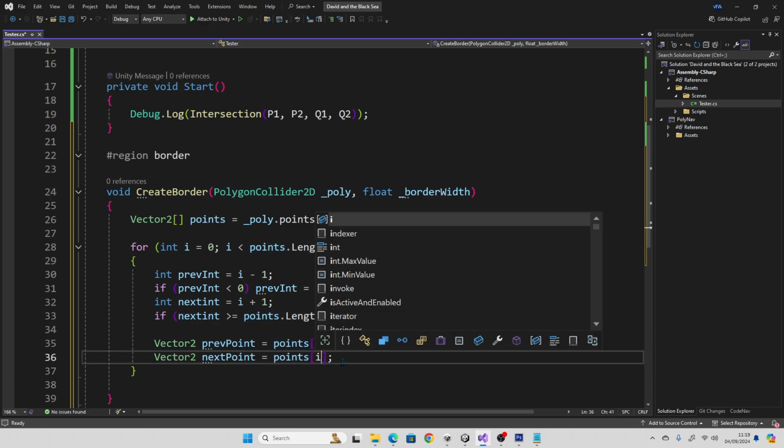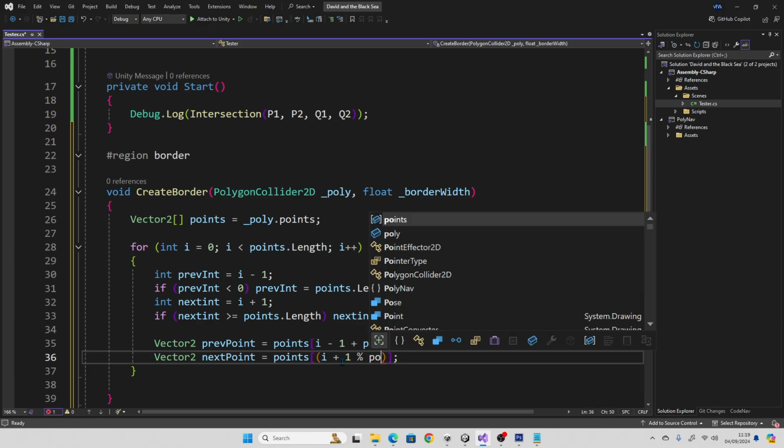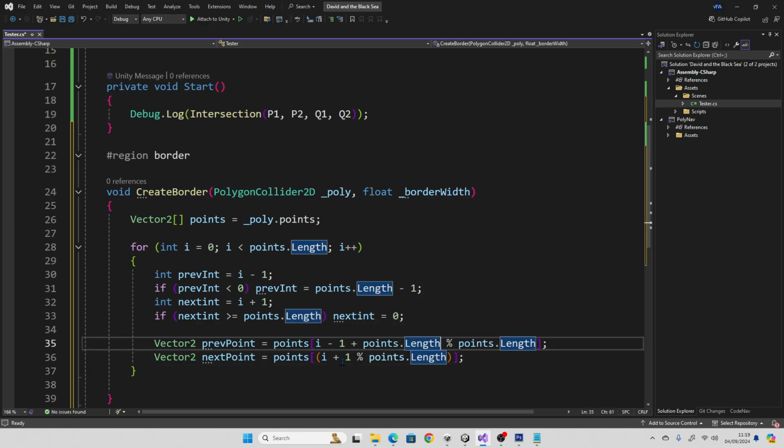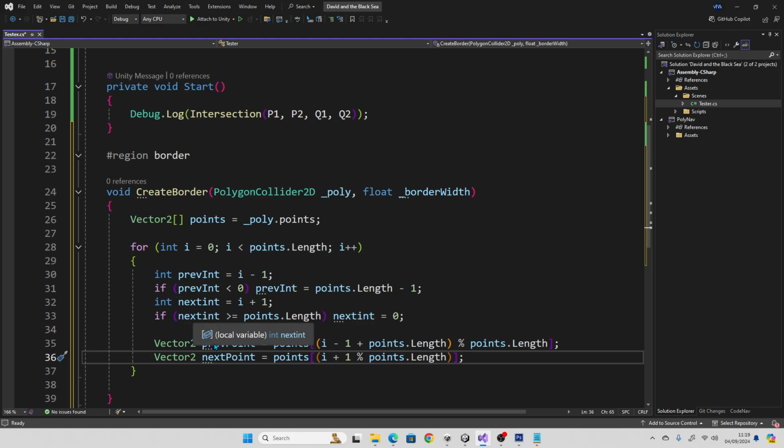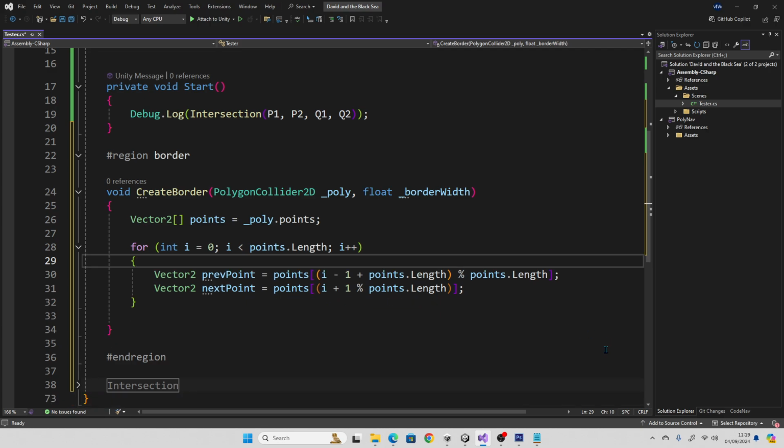So I can do it again for this, but this time it's going to be I plus 1. And then modulo points.length. And this should have been in brackets. There we go. All right. So this would replace all of that. Plus 2 lines, I can take these 4 lines out and just go with these. So that's my previous point, my next point. And now we're going to look at the other parts of the equation.